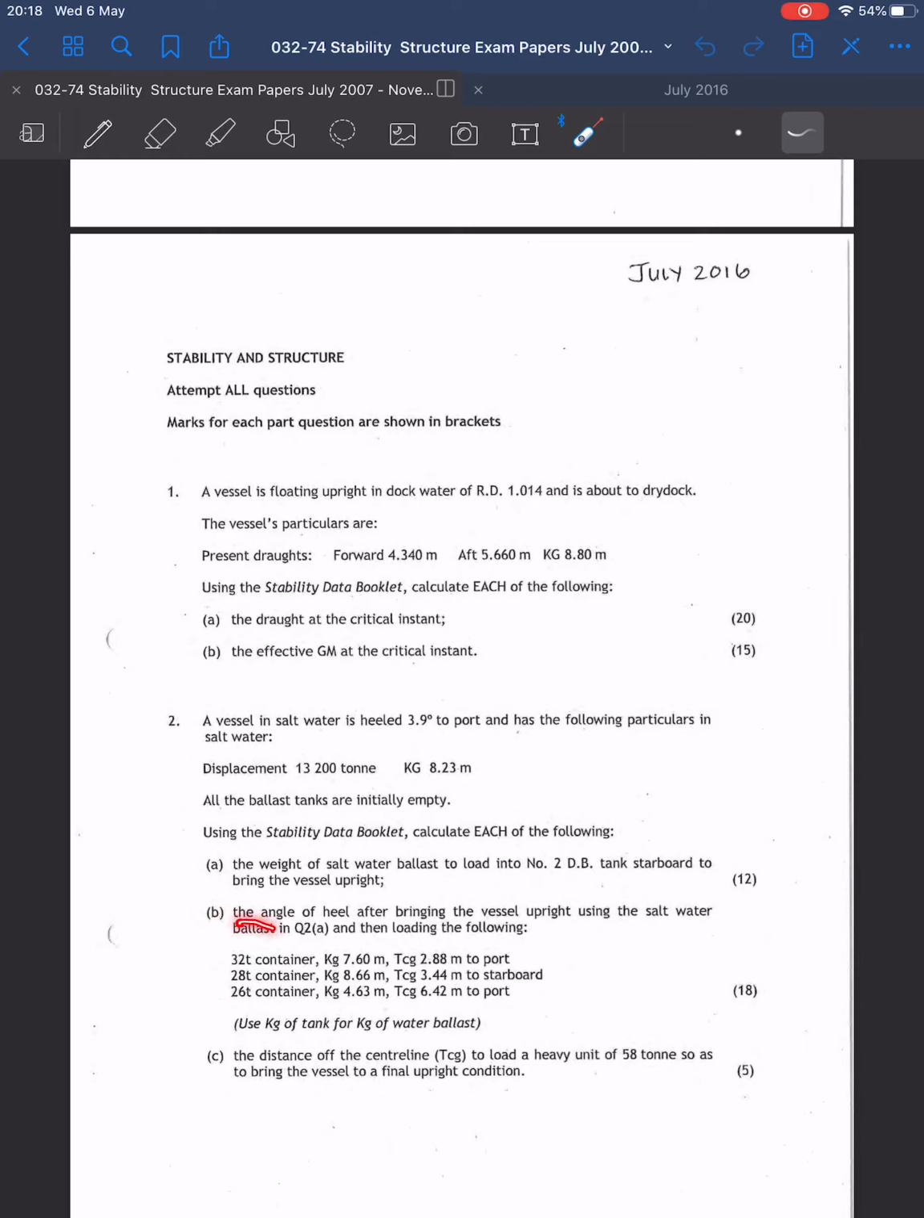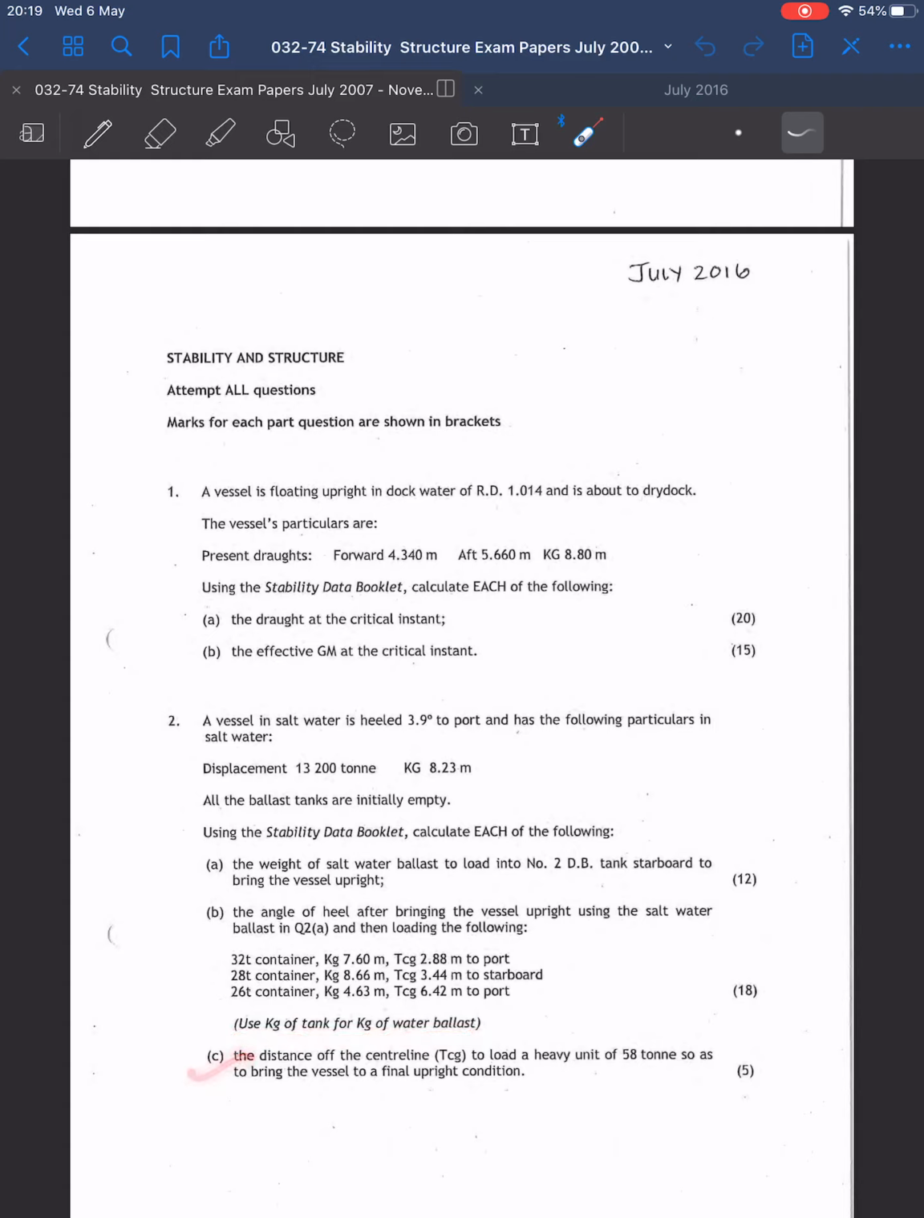Part B. The angle of heel after bringing the vessel upright using the saltwater ballast in question 2A and then loading the following. 32 tons container, KG 7.6 meters and transverse center of gravity 2.88 meters to port. 28 tons container, KG 8.66 meters and TCG of 3.44 meters to starboard. 26 tons of container, KG 4.63 meters and TCG of 6.42 meters to port. Use KG of tank for KG of water ballast.